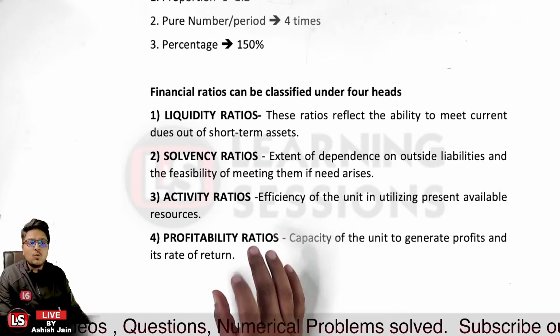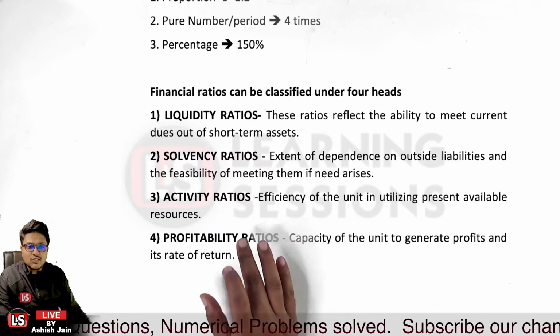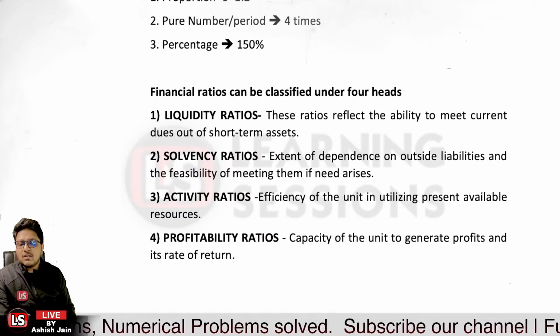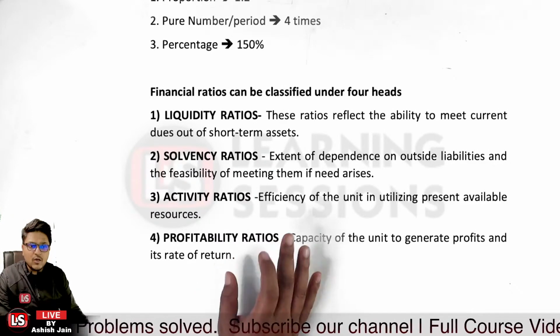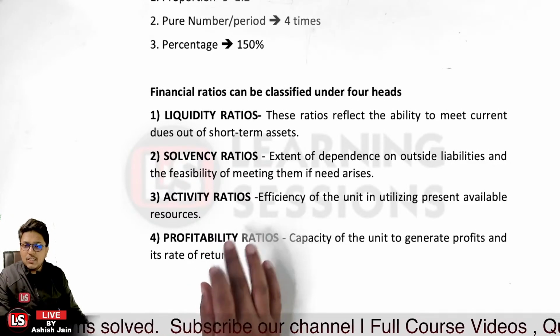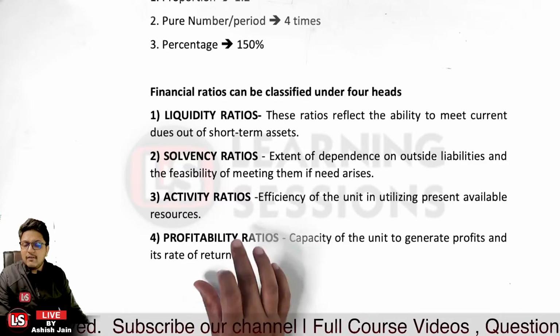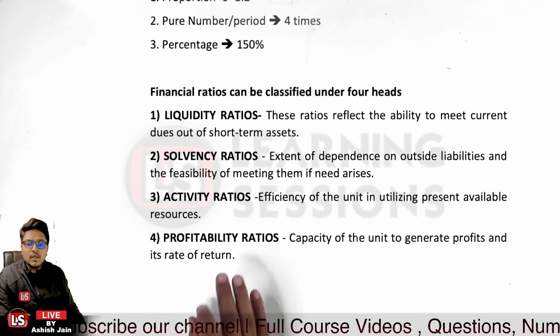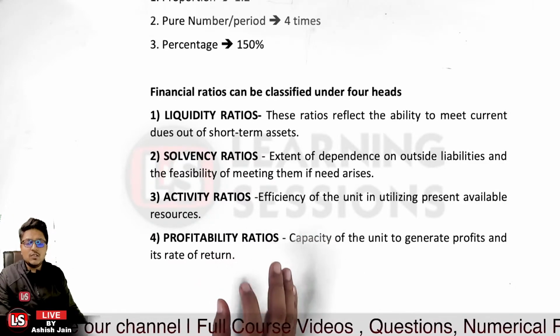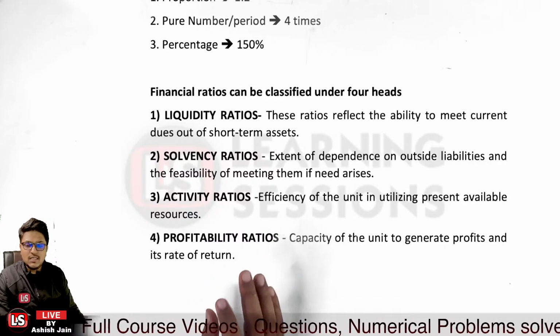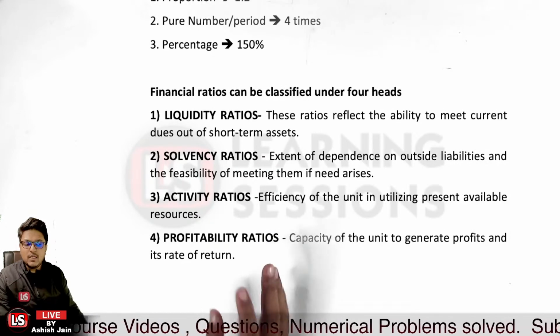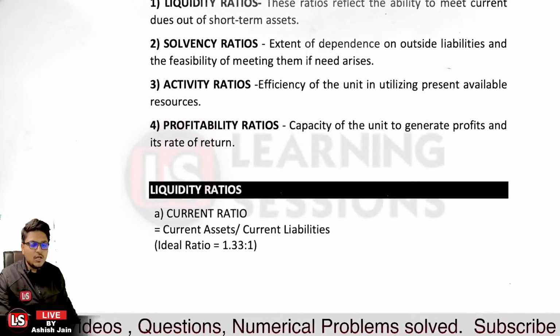And the third one is the activity ratio. Now what is activity actually? Are we using our resources in an optimum way or not? Are we efficiently using them or not? These are related to those. And the profitability ratio is related to the capacity of the unit to generate profits and the rate of return on it. Okay, so these are the four types of ratios that we'll be learning.